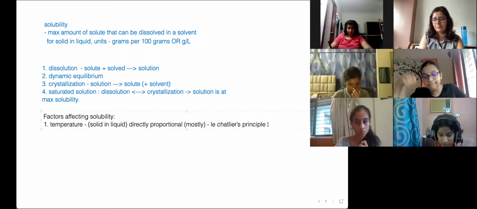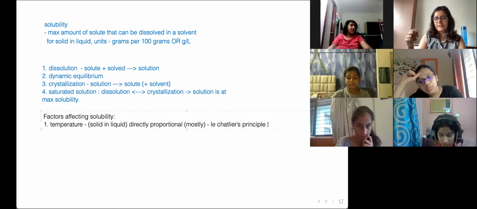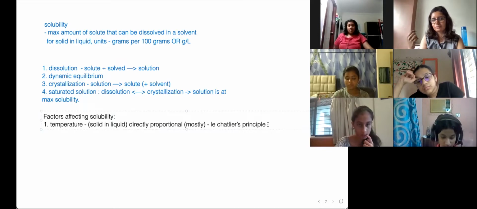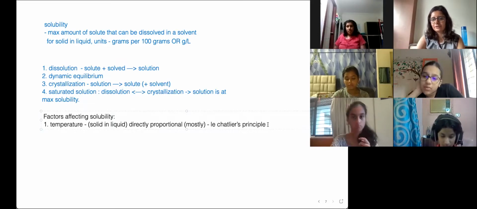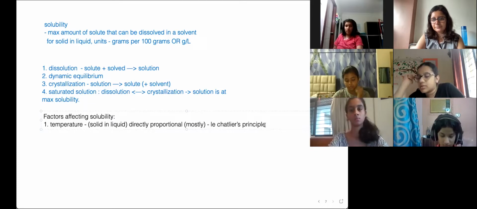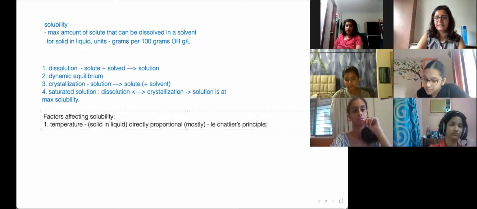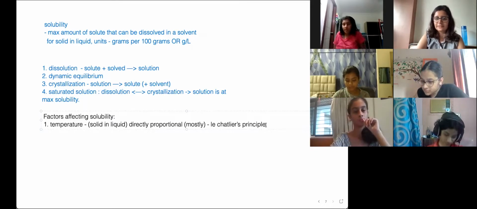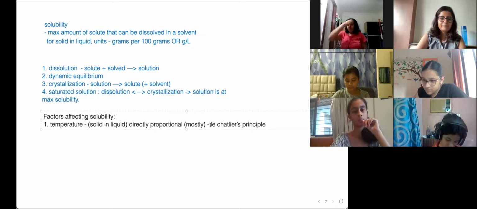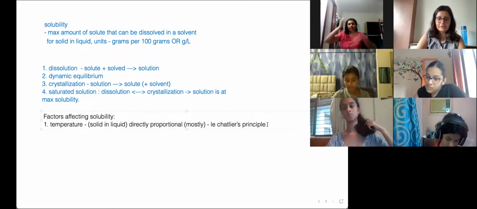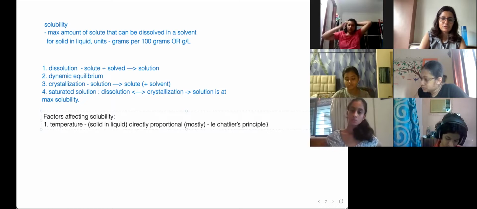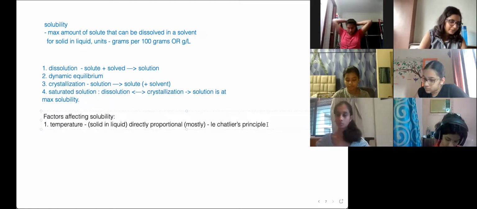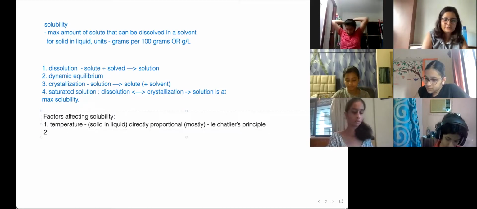If it's an exothermic process, an increase in temperature may make it dissolve faster because of the kinetic energy and all. But the quantity of substance that you dissolve will be less. And if it's an endothermic process, then solubility will increase. So you'll also have to consider Le Chatelier's principle. That is one. Okay. Next, pressure.